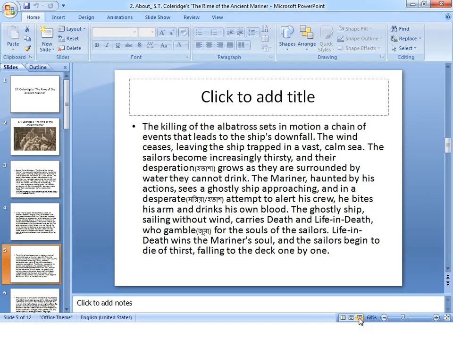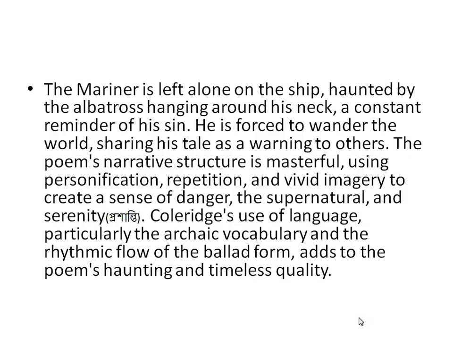So S.T. Coleridge is a romantic poet, and simultaneously he has dealt with supernaturalism, and with the combination of supernaturalism and natural aspects, S.T. Coleridge presented willing suspension of disbelief in his poem The Ancient Mariner. Okay, so there we see that the narrative structure is masterful, using personification, repetition, and vivid imagery to create a sense of danger, and the supernatural and the serenity.